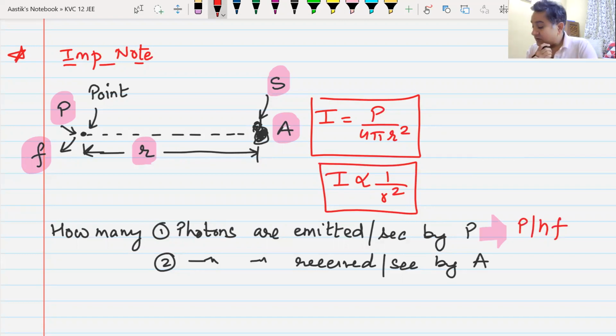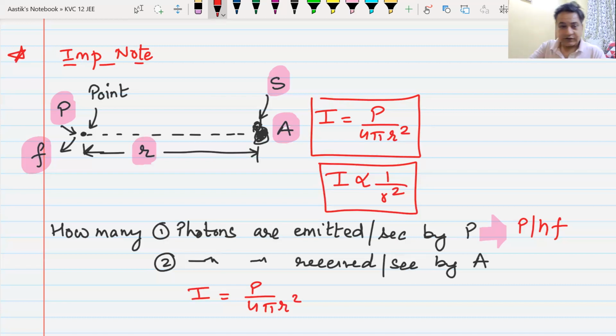What are the photons received per second by A? Now, to understand the photons received per second by A, you have to find out the intensity at A. What is the intensity at A? It is P divided by 4 pi r square. We understand this? Yes or no?